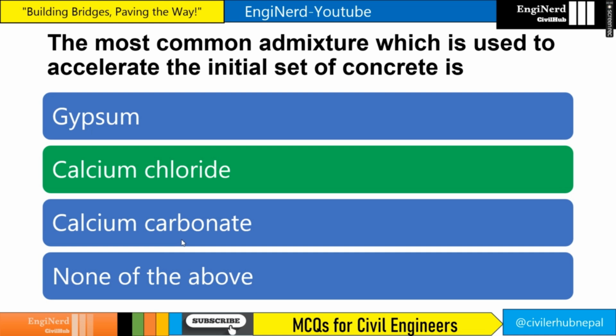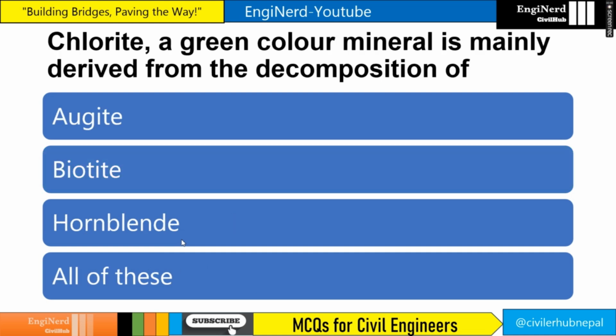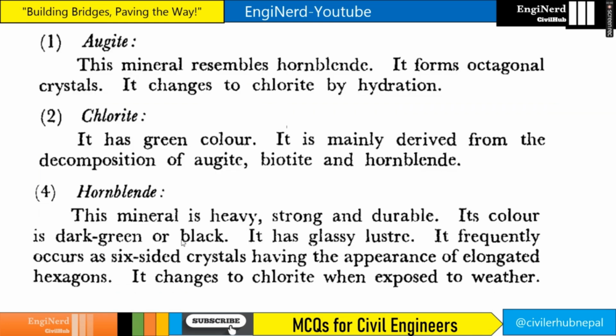So our answer is calcium chloride in this case. Chlorite, the green color mineral, is mainly derived from the decomposition of augite, so if you see in the augite, it changes to chlorite by hydration. Chlorite is mainly derived from the decomposition of augite, biotite and hornblende. All these three, right? Chlorite is formed by the decomposition of augite, biotite and hornblende.